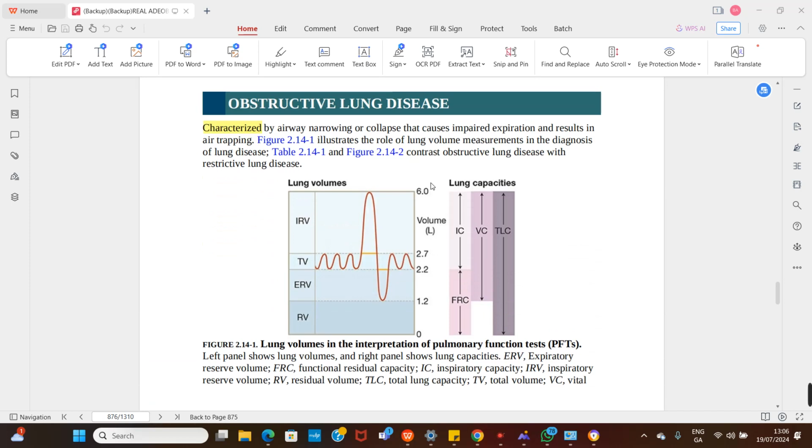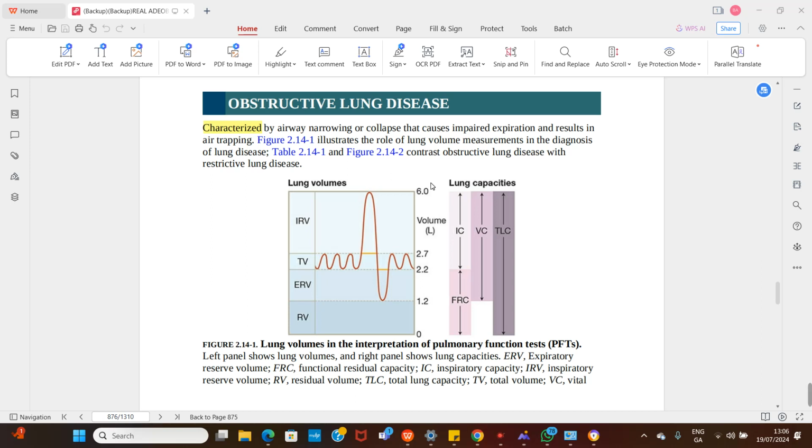So, we are starting with the obstructive lung disease, and this is something we are all familiar with. It comprises four major pathologies: asthma, COPD, bronchiectasis, and the tracheal or bronchial obstruction. We are going to talk about asthma, COPD, bronchiectasis, but the tracheal and the bronchial obstruction, we are not going to discuss that here.